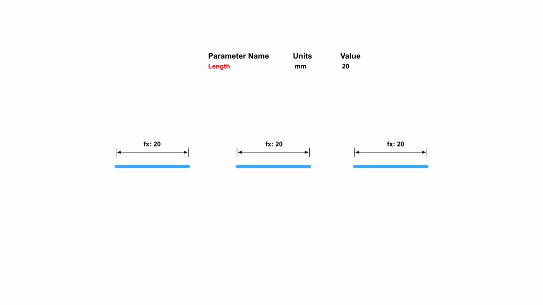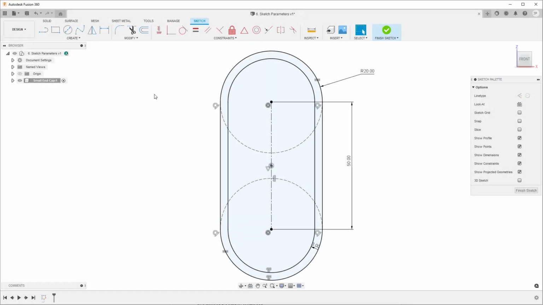set values. One benefit of this is that you only need to edit the one parameter value, and any changes will propagate across all dimensions with the same reference. Let's explore this in a bit more detail. To access the Parameters dialog, go to the Modify drop-down and select Change Parameters.